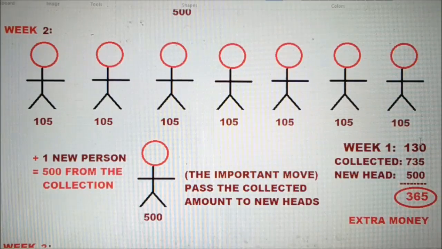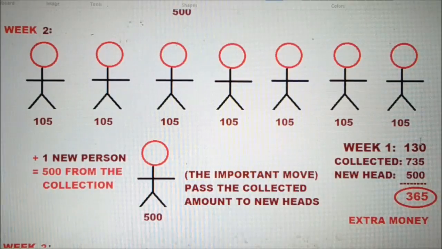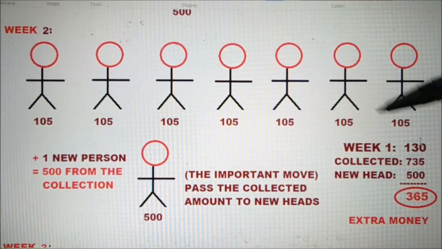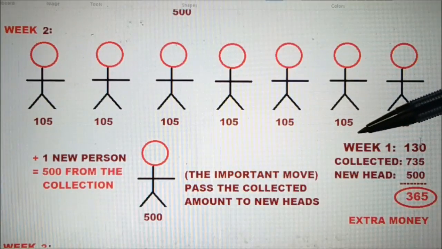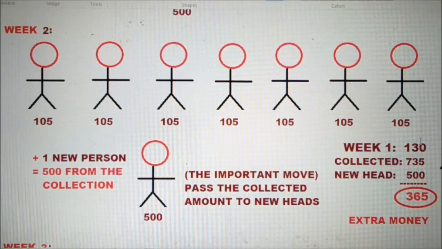Okay? Now, on week 2, we will collect all the 105 payment on each head. So, we have collected 735 on week 2. We have remaining extra money from week 1, 130. Okay? Now, we will find an additional head again, a new head, one new person, and we will get another 500 from our collected money and from the week 1 extra money.